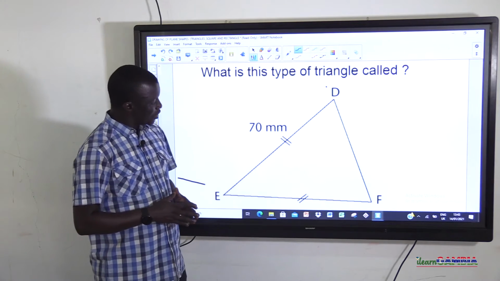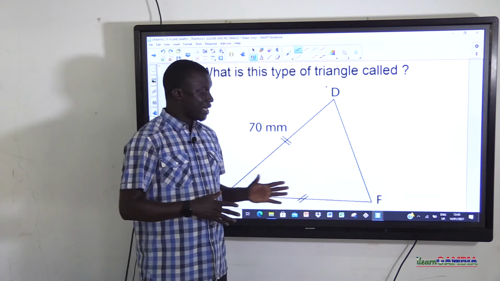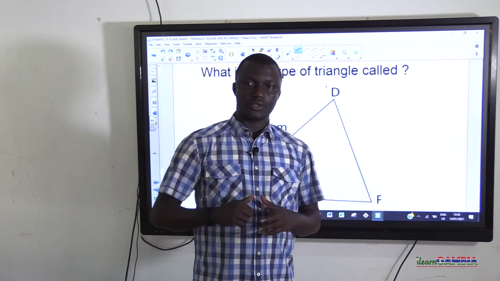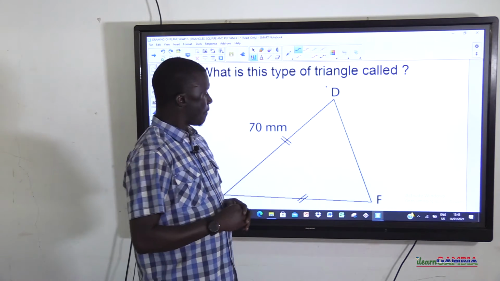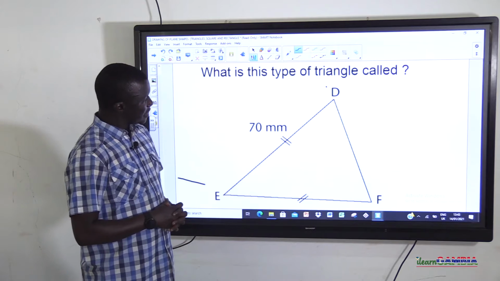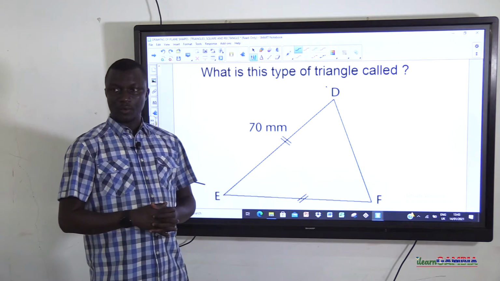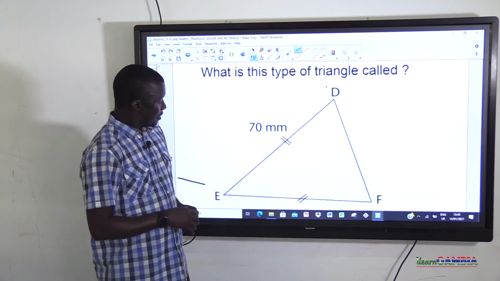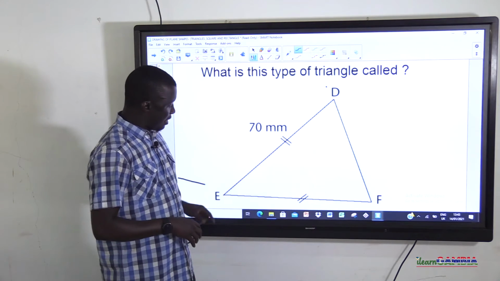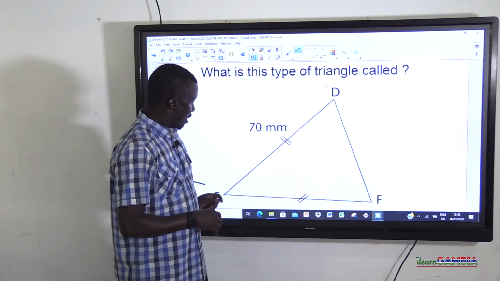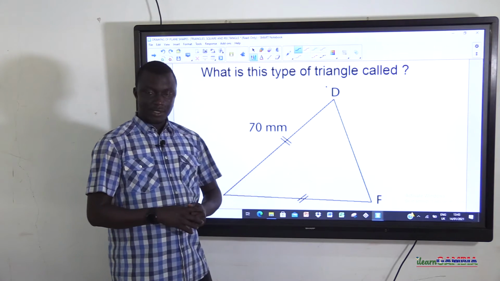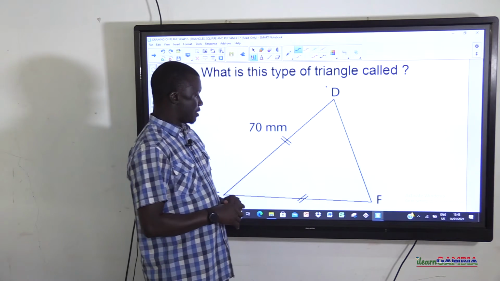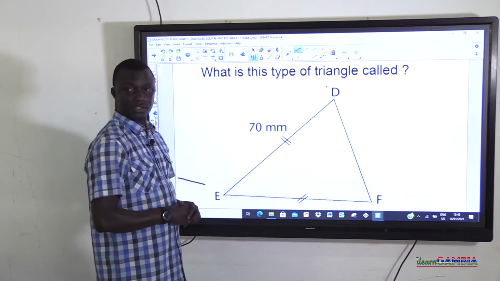And when two sides of a triangle are equal, we said it is an isosceles triangle, because those are the main features of an isosceles triangle. So we conclude that this triangle is an isosceles triangle. Why? Because two of its sides are equal. As I said, ED or DE and EF are equal. So if DE is 70 millimeters, therefore EF is also 70 millimeters. This is an isosceles triangle.